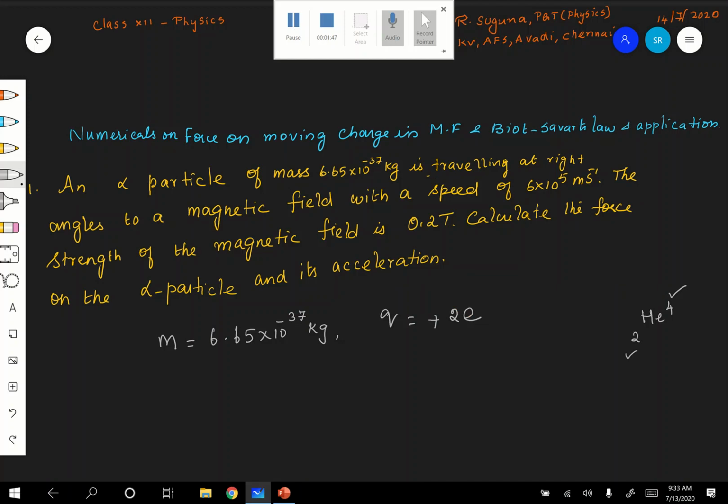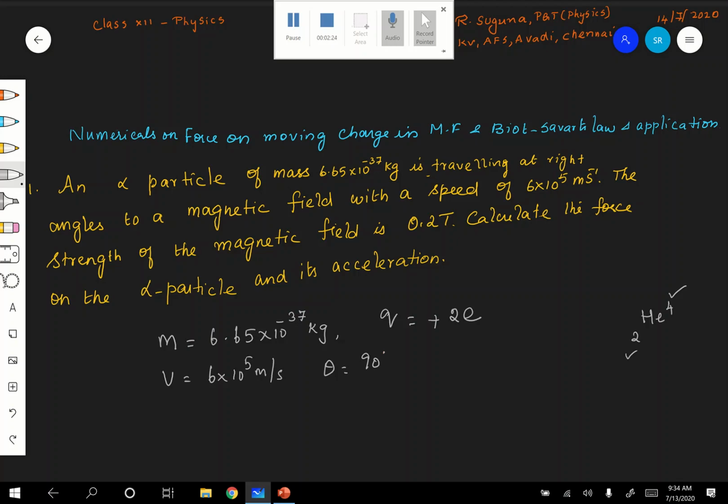because it has twice the charge of a proton and 4 times the mass of the proton. Therefore, this is helium 4, 2. Therefore, q is equal to plus 2e. They may not give it, but you should know the charge of the alpha particle is positive, plus 2e. Okay, right. The next one, what is the velocity given? It moves with a velocity of 6 × 10^5 meter per second and at right angles to the magnetic field. Therefore, theta here is equal to 90 degrees.